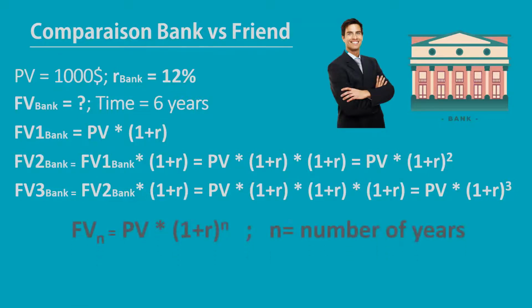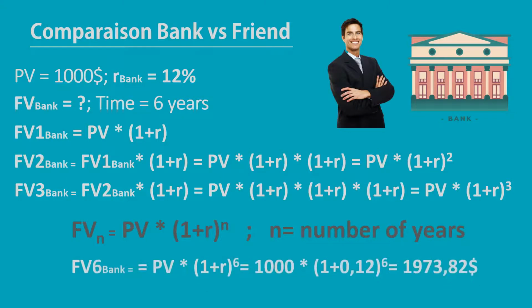So we can deduce the formula of future value over n years with a given R: future value after n years is present value times 1 plus rate of return to the power of n. And the future value of the money in the bank case after 6 years with 12% rate of return would be 1,000 times 1 plus 0.12 to the power of 6, which is $1,973.82. As you see, it's obvious that the bank choice would be more favorable for you.